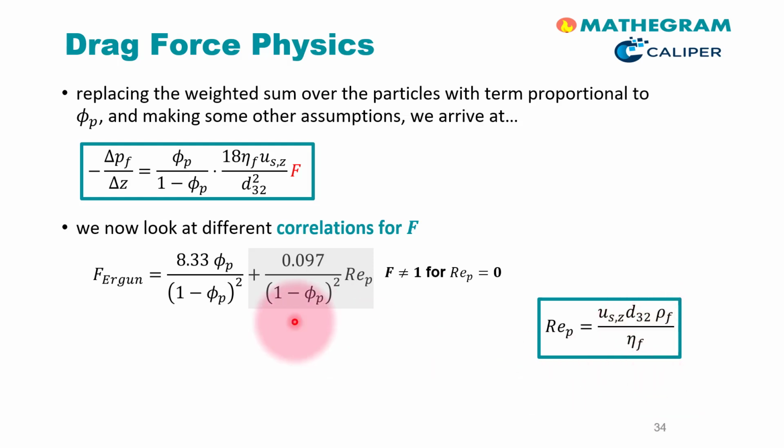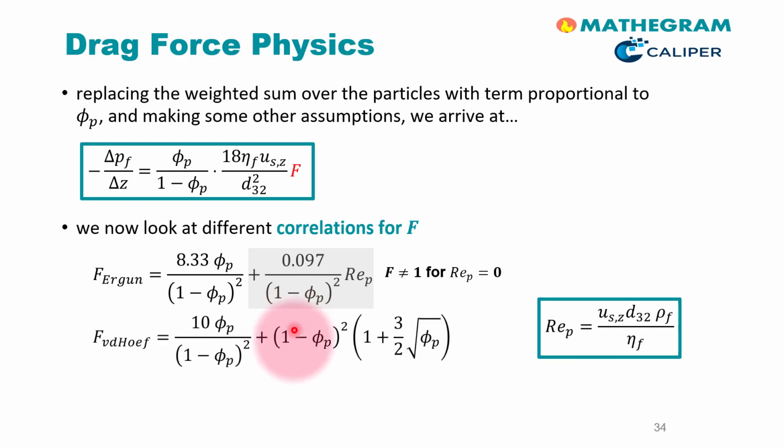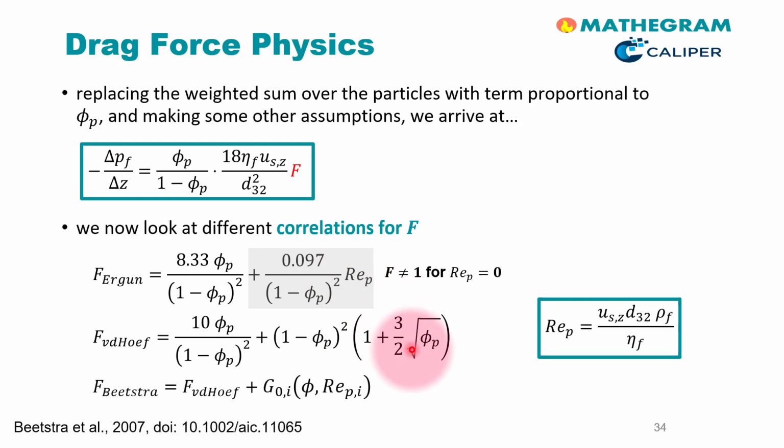The next expression, first published by a Dutch group around Professor van der Heuvel, approaches the correct limit of f equals 1 in case phi p approaches 0. You see this here. However, it does not predict the effect of the Reynolds number. Such a term was later added by Beetstra et al., as you see in the final correlation that I mentioned here on this slide.